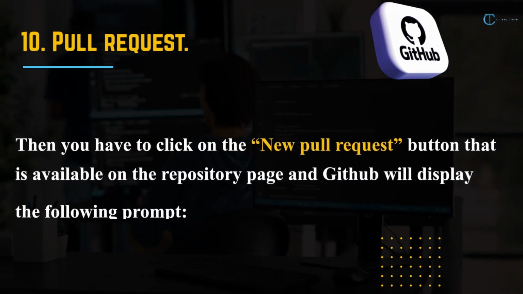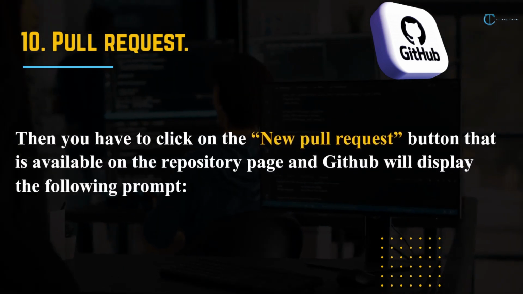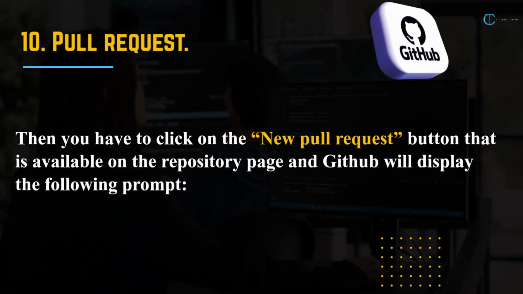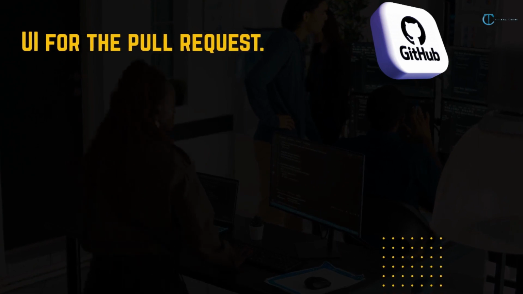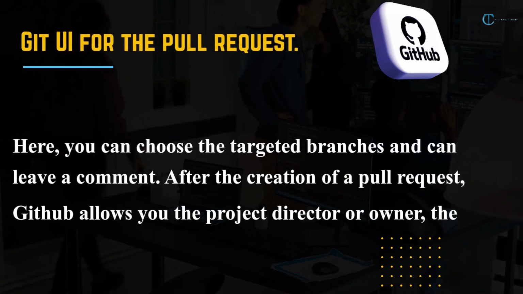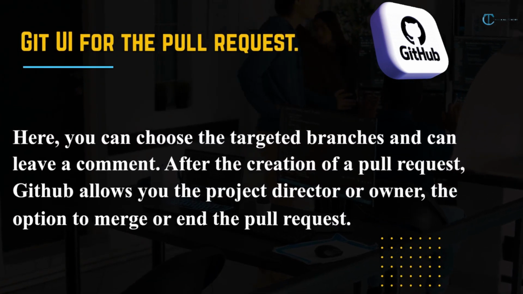Then you have to click on the New Pull Request button that is available on the repository page, and GitHub will display the following prompt. Git UI for the pull request. Here, you can choose the targeted branches and can leave a comment.